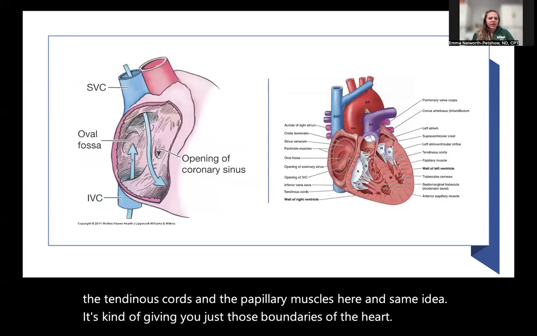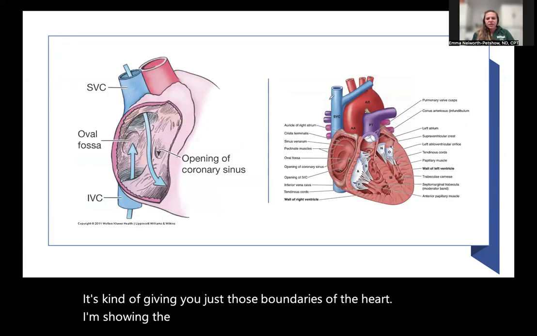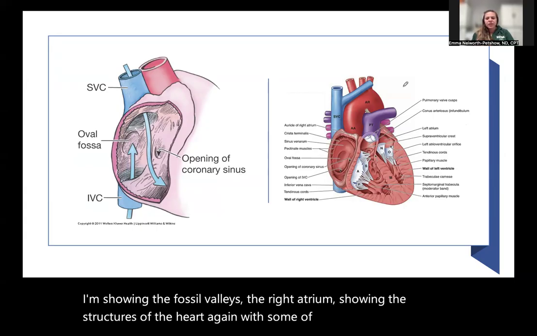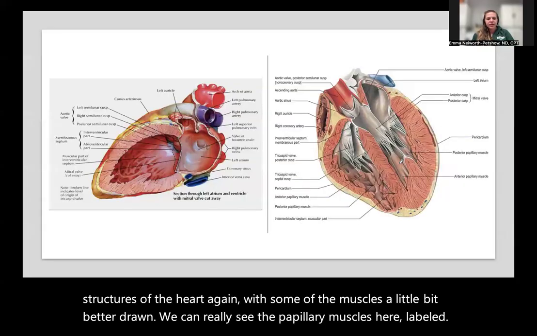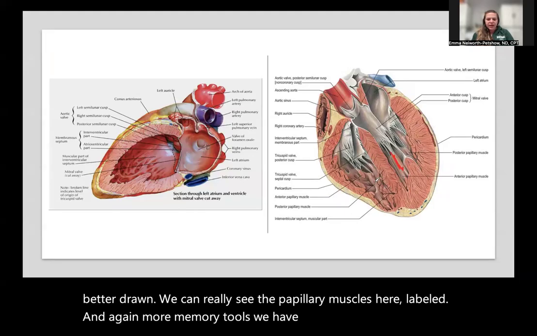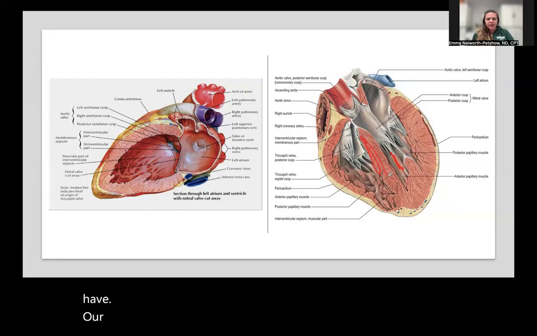I'm showing the fossa ovalis, the right atrium, showing the structures of the heart again with some of the muscles a little bit better drawn. We can really see the papillary muscles here labeled. And again, more memory tools. We have our papillary muscles. We have our septa really clearly laid out here. Atria are really not visible in this picture.